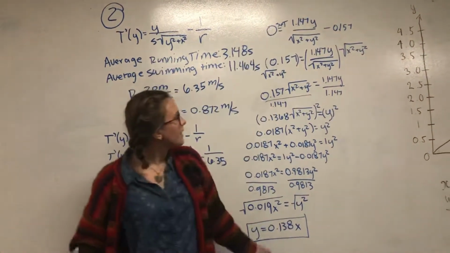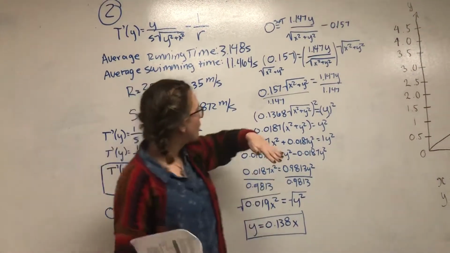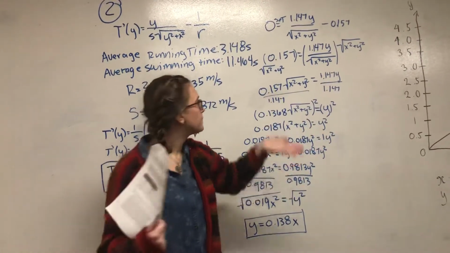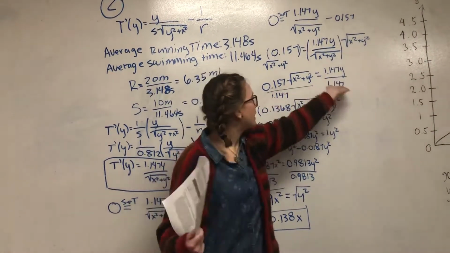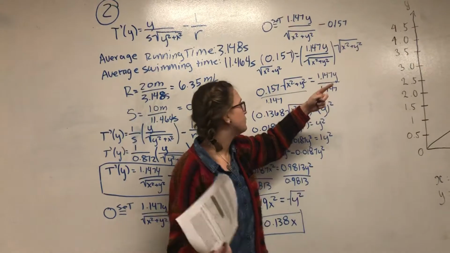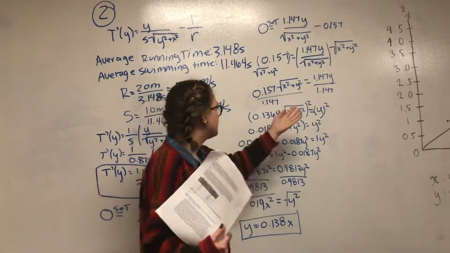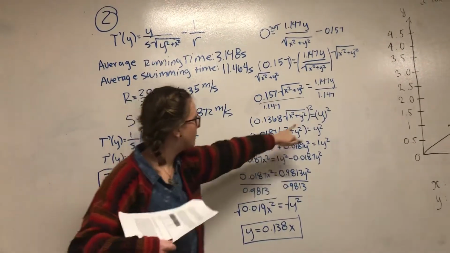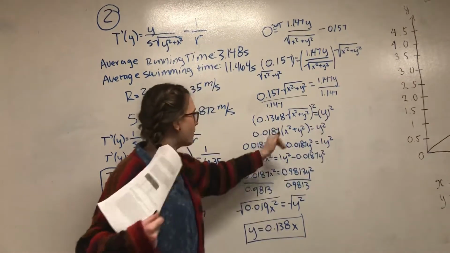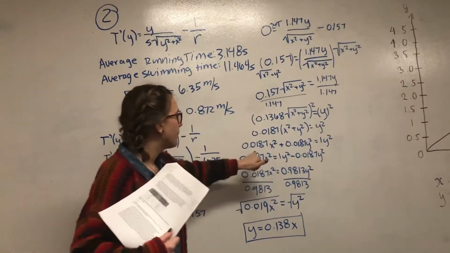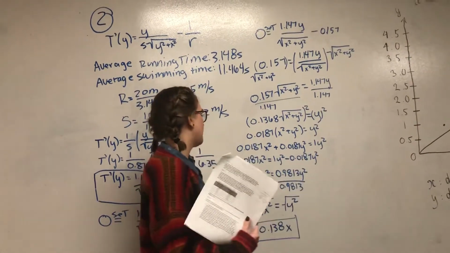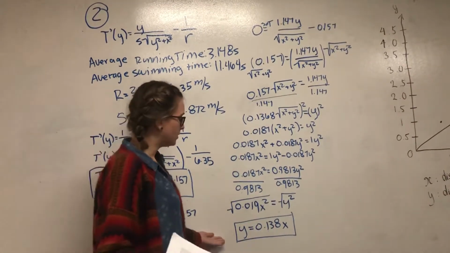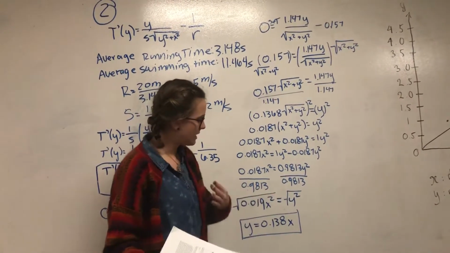which I did over here, and then essentially you just simplify. So I multiplied both sides by the square root of x squared plus y squared, and then divided both sides by 1.147, and then squared both sides to eliminate the square root on the x squared plus y squared, and then distributed this number, and then just subtracted the y squared values, and then square rooted that number in order to get the equation y equals 0.138x.